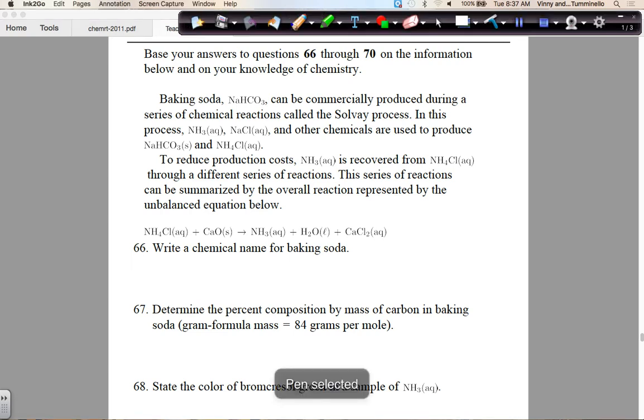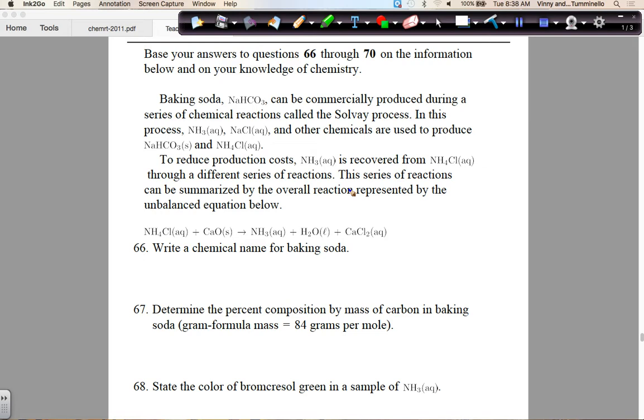Okay, so 66 through 70 are based on this reading. Baking soda, which is sodium hydrogen carbonate, can be commercially produced during a series of chemical reactions called the Solvay process. In this process, ammonia, sodium chloride, and other chemicals are used to produce sodium hydrogen carbonate and ammonium chloride. To reduce production costs, ammonia is recovered from the ammonium chloride aqueous through a different series of reactions. This series of reactions can be summarized by the overall reaction represented by the unbalanced equation below.